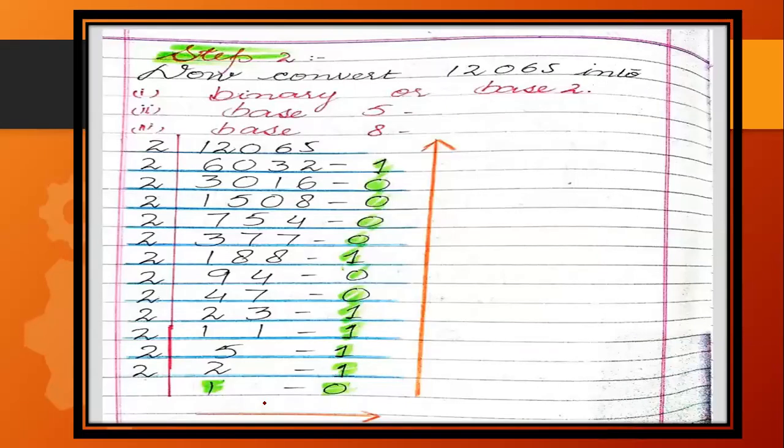We will move towards step number 2. The question is asking you to convert into binary, that is base 2, with base 5 and with base 10. If you can see, I will write my answer over here, that is 12,065, and I will start dividing with 2.